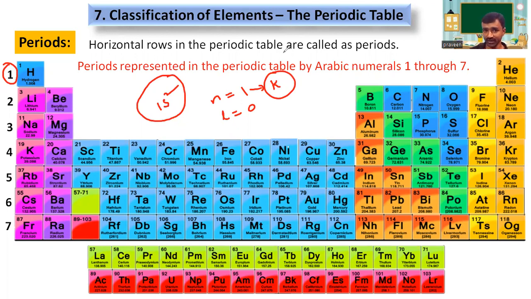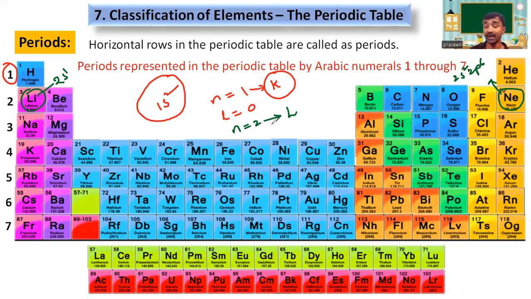If you observe the second period, it starts with lithium and ends with neon. Lithium is 1s2 2s1. Neon is 1s2 2s2 2p6. So here n equals 2 is the main energy level. n equals 1 is the K shell, n equals 2 is the L shell.